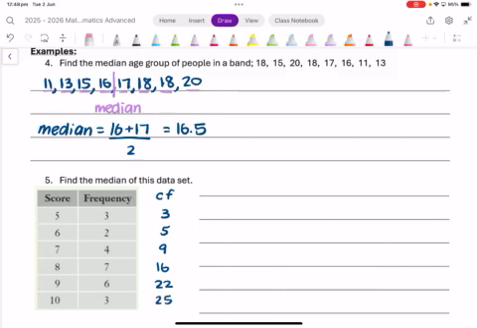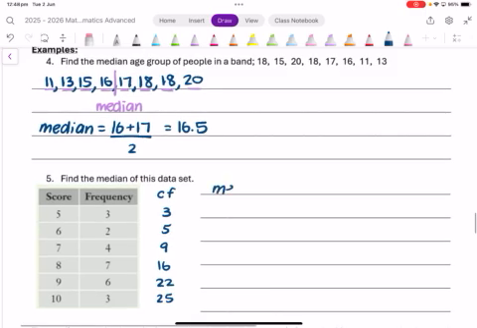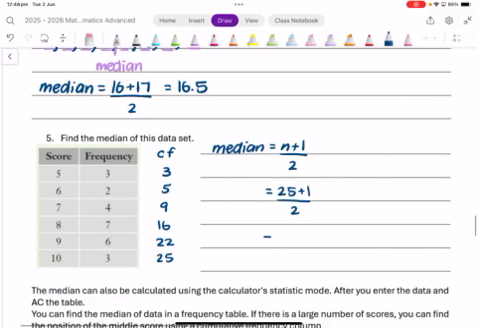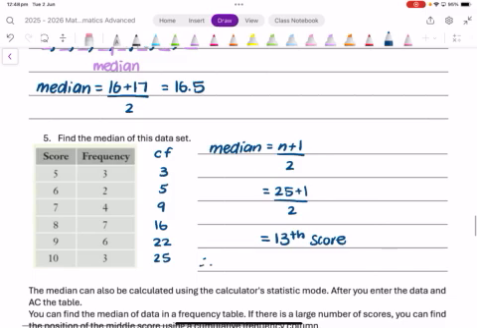So how we work this out is our median is equal to n plus 1 divided by 2 in order to work out which score it is. So the median is equal to 25 plus 1 divided by 2. Okay, so that means it's the 13th score. So where would our 13th score be? 8. Yeah, so our median is equal to 8 because our 13th score is there.